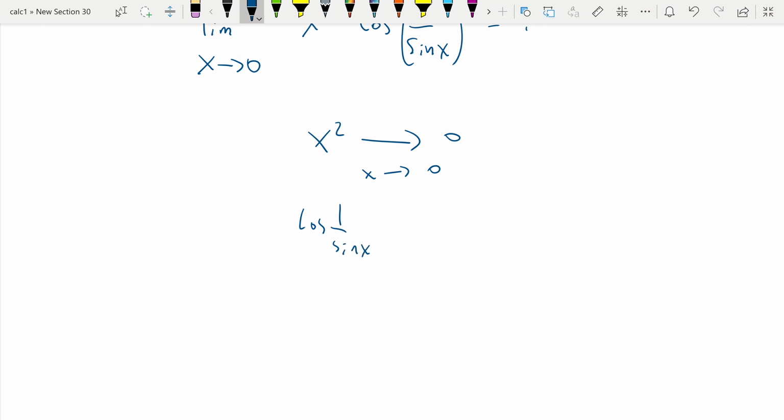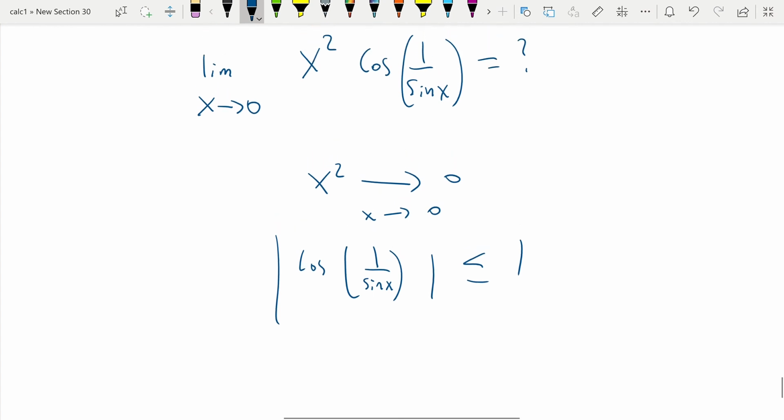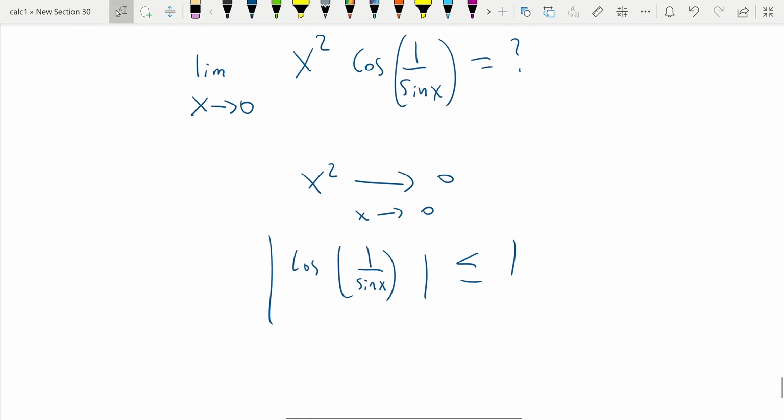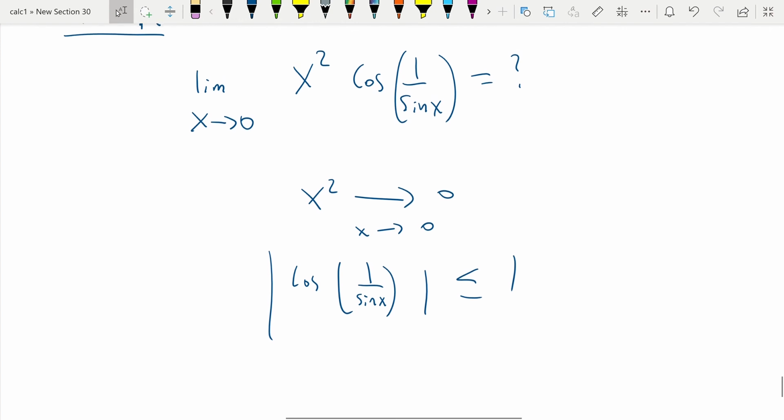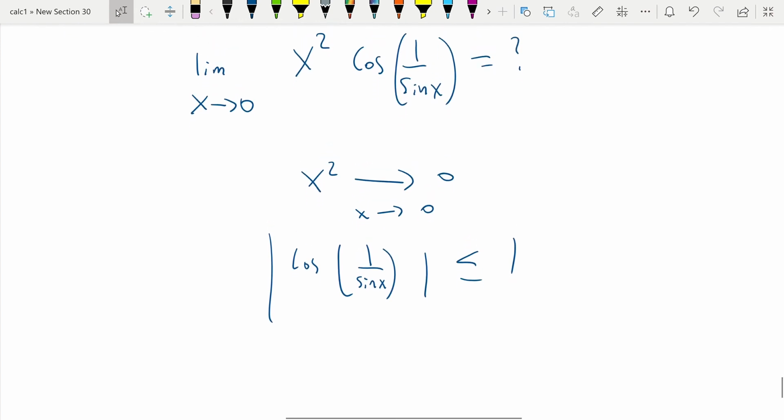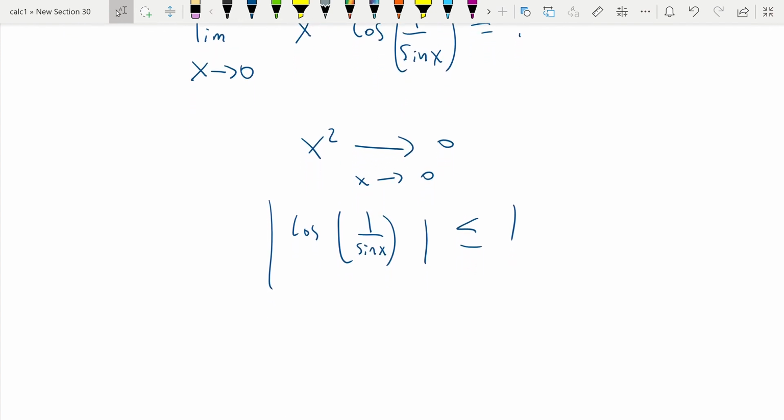Again, I told you not to be confused about what's inside the cosine. Before I even look at what's inside, I know this is going to be bounded in absolute value by 1, no matter what I put in here. If I put 1 over sine of x, it's not going to make any difference. The cosine of that is going to be bounded between minus 1 and 1, regardless. So you have one function that goes to 0 times some other function that is bounded.